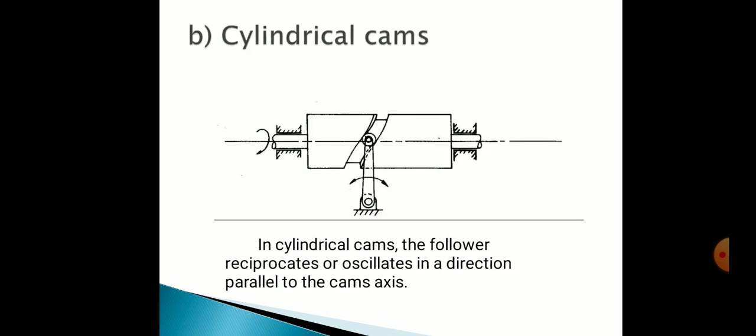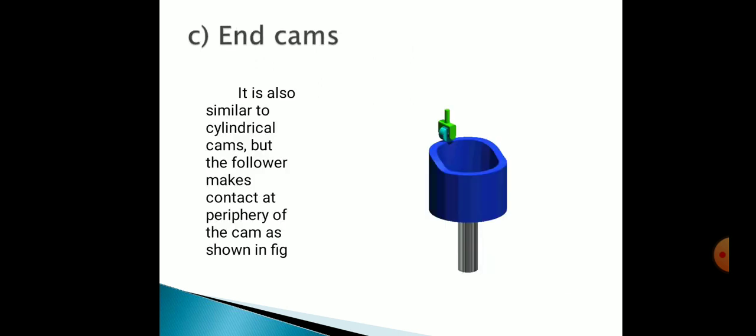In cylindrical cams, the follower reciprocates or oscillates in a direction parallel to the cam axis. The end cam is similar to the cylindrical cam, but the follower makes contact at the periphery of the cam, as shown in the figure.